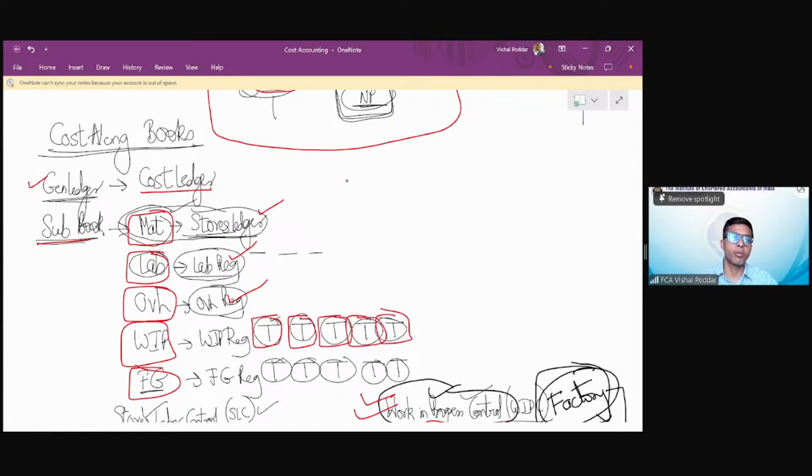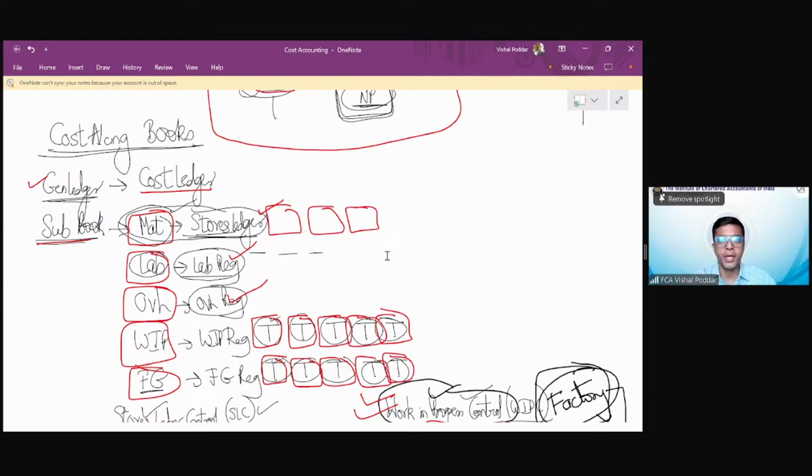So for each product WIP, I'll have a separate WIP account for each product. Similarly, for each product, I'll have a separate finished goods account. All this will be in the subsidiary ledger. Similarly, for each material, I'll have a separate stores ledger account.